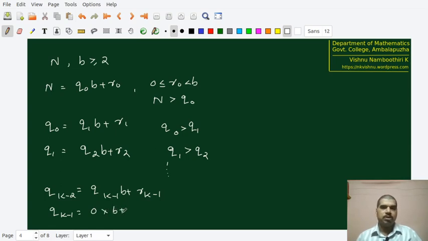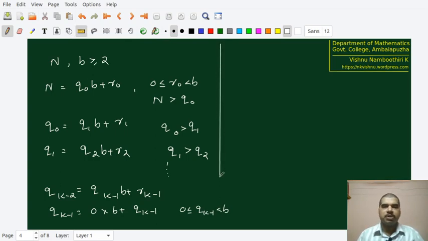So q k minus 1 equals 0 into b plus q k minus 1, where 0 less than or equal to q k minus 1 less than b. We stop at this step. Now we are going to perform some substitution: n equals q naught b plus r naught, but q naught is nothing but q1 b plus r1.